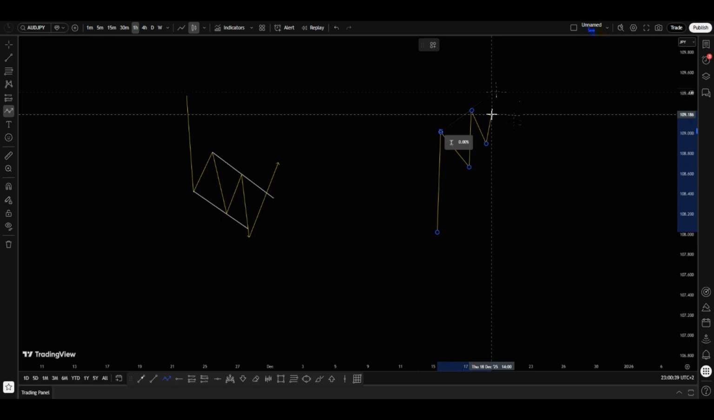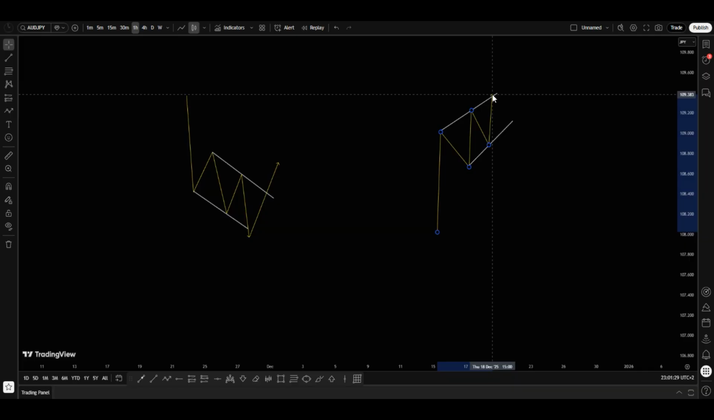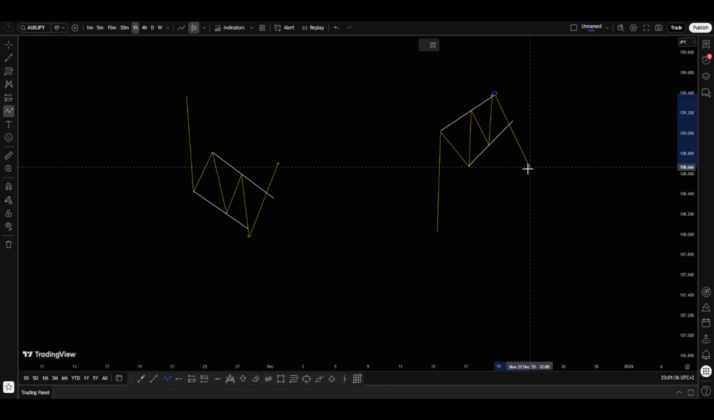Then after the third touch, that's where the market does what? It reverses. Okay, simple guys, simple, just like that. So this was just what? A demonstration. Let's go to the charts and try to identify these patterns on the real charts.